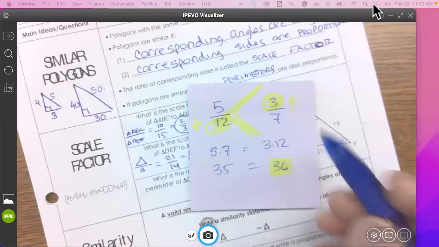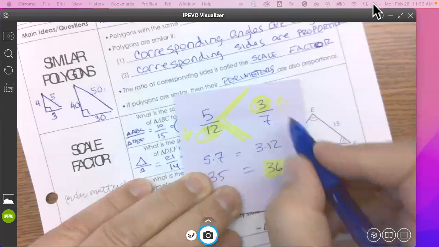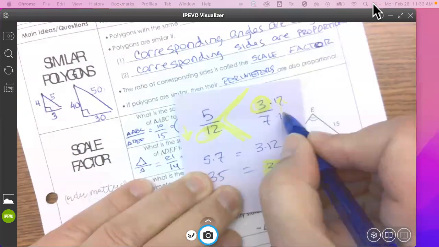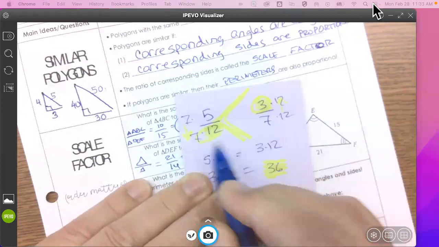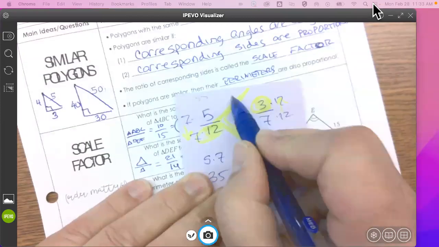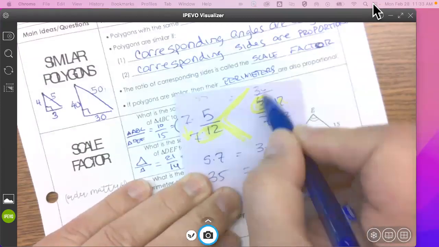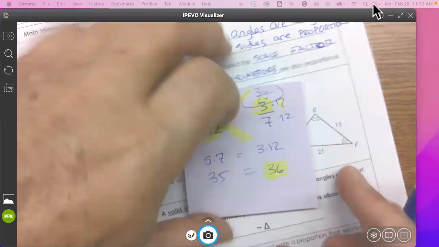Could you also do it by making common denominators? Multiplying this by 12 and this by 12 and this by 7 and this by 7, and then comparing 35 over 84 and 36 over 84. And yes, this one has to be bigger. Either way works.